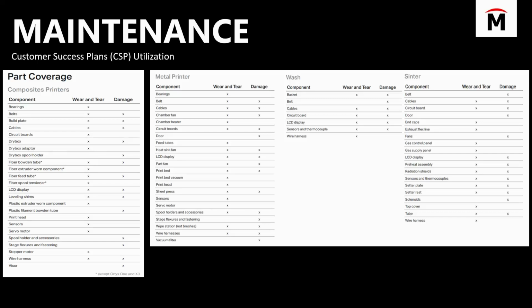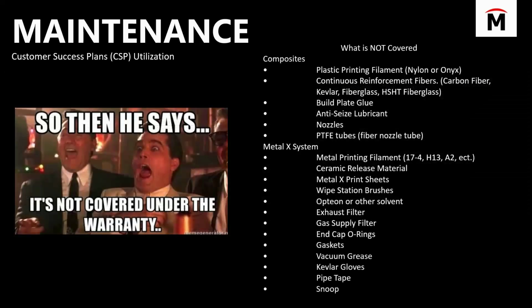The parts coverage is broken into two categories. We have wear and tear and damage. As you can see, many of the parts are covered under normal wear and tear conditions as well as against damage. It truly is a bumper-to-bumper warranty on your printer. In fact, it's easier to go over what is not covered under the customer success plan. As you can see, this is a much shorter list.